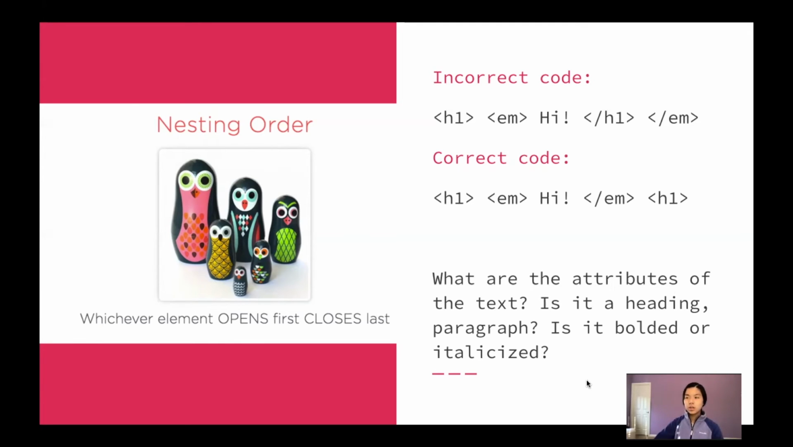The incorrect code here will still be a text with header 1, but it won't be emphasized or italicized. And this is because the computer interprets this as a header 1, but it closes the heading before it could be changed to be italicized. So basically, in this case, the em tag is useless. So just be careful that your em and strong tags are enclosed within your heading or paragraph tags. Otherwise, these attributes will not be displayed.